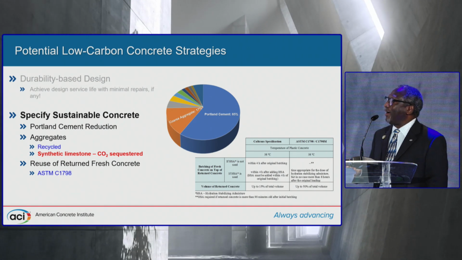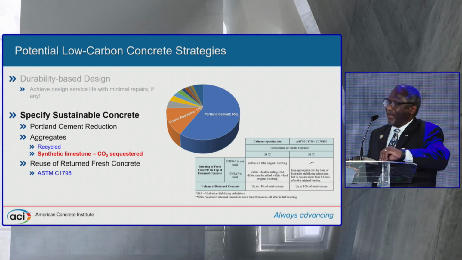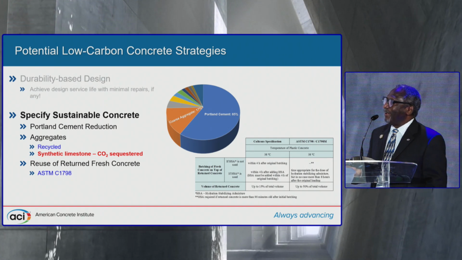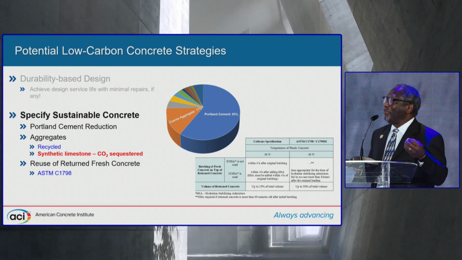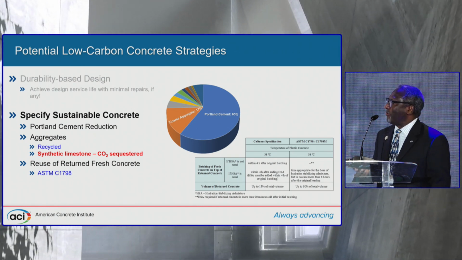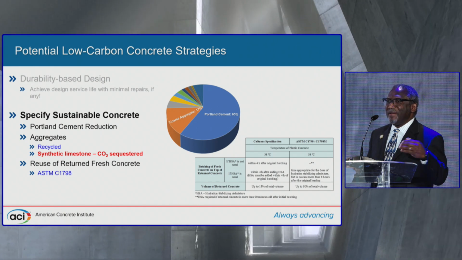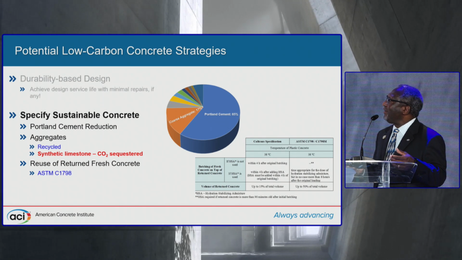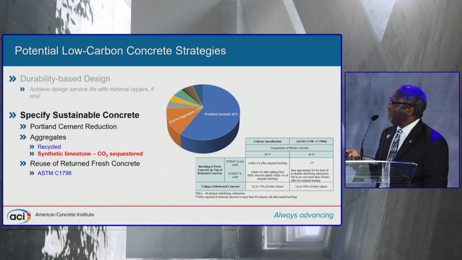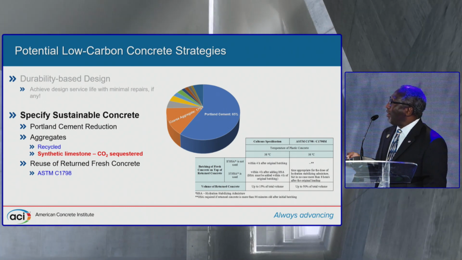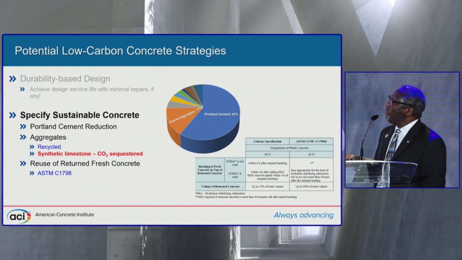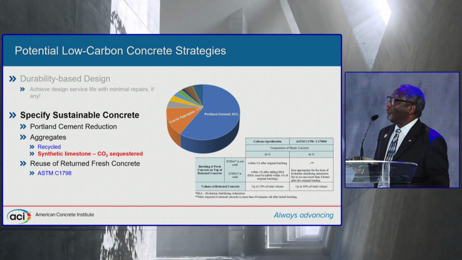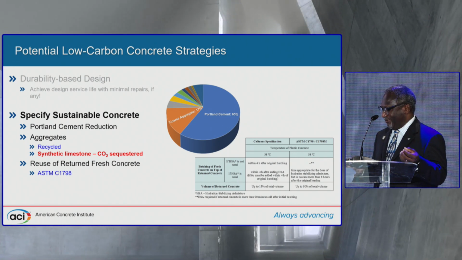Other things are also reuse of retained fresh concrete, and ASTM has a new standard that permits the reuse of retained fresh concrete in a new batch of concrete. All of this helps minimize concrete waste, which again goes towards sustainable use of concrete. Caltrans, the California DOT, again being very progressive, has already incorporated this into their specifications, permitting the use of retained fresh concrete.